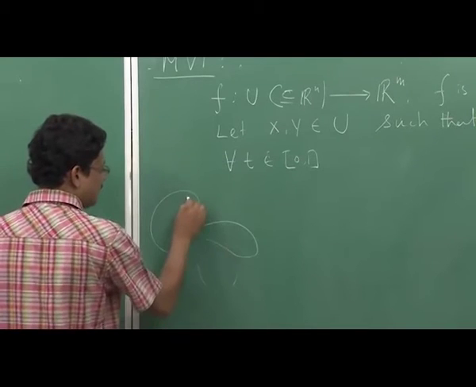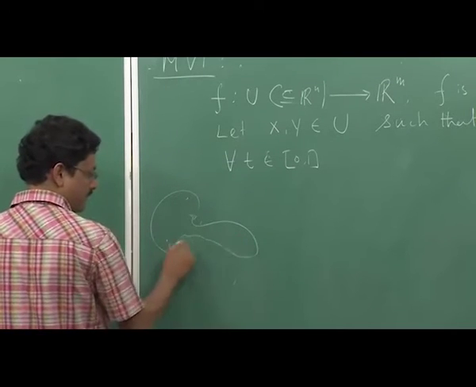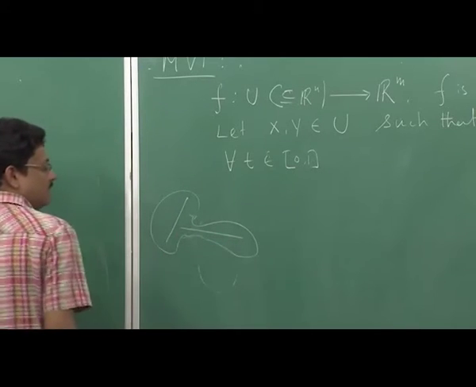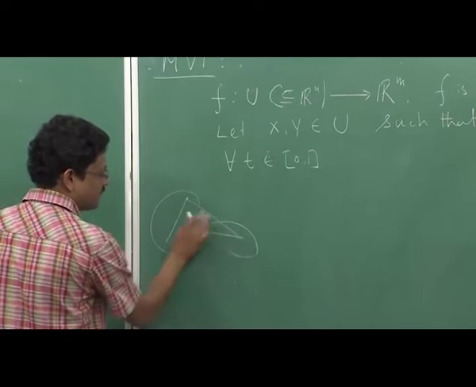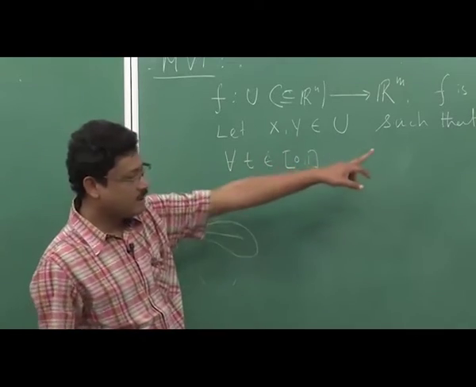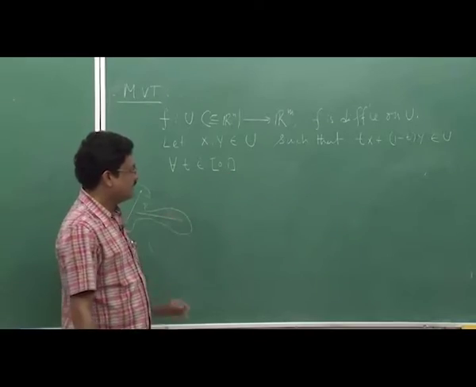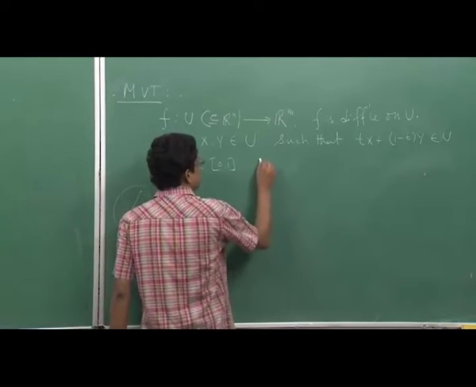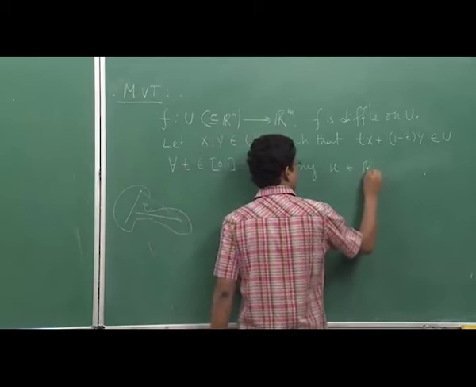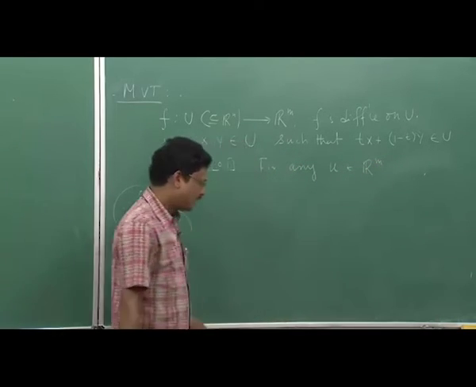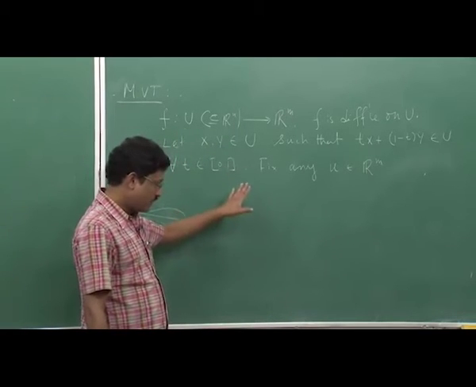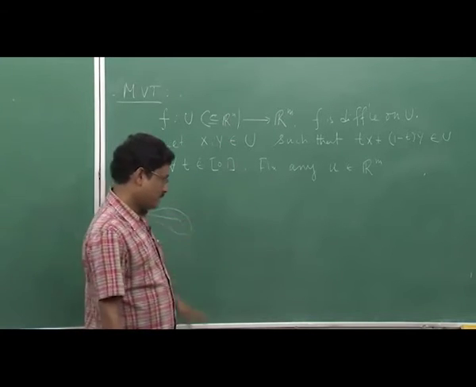I have x here and y here, but the line joining x and y must lie in U. So, I should have x and y like this or x and y like this. I cannot take x and y like this, because the line joining x and y is not in U. So, I have to take x and y in such a way that the entire line joining x and y is in U. Now fix any u in Rm. You can choose an arbitrary u in Rm. This is kind of fixing a direction. Fix any u, but once you fix it, it is fixed for the statement of the theorem.